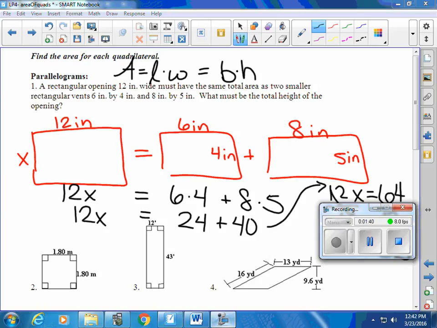Okay, at this point, pause the video and please try to find the area of number 2 and number 3. Check in with either Ms. Williamson or myself before you move on to continuing with the video.